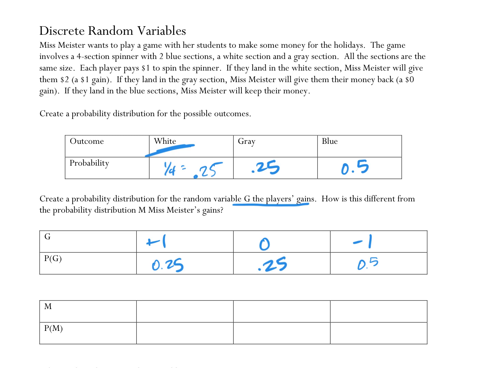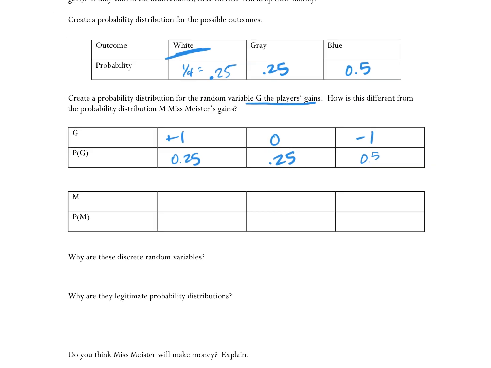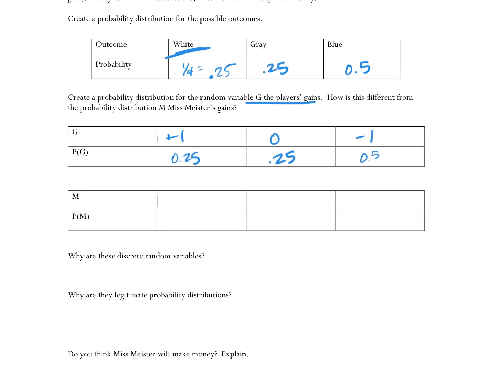Now, what if we flip perspectives? We could define a completely different random variable. This time, the random variable is Miss Meister's gain instead of the player's gain. So, if it lands on white, what's going to happen from my perspective instead of from your perspective? I'm going to lose $1. If it lands on gray, I'm going to break even. If it lands on blue, I'm going to take $1 home. Everybody good?